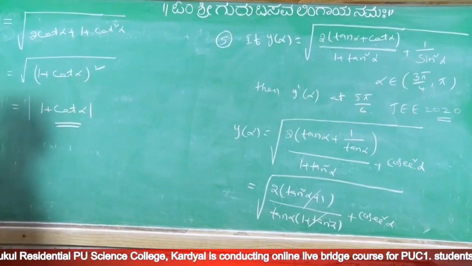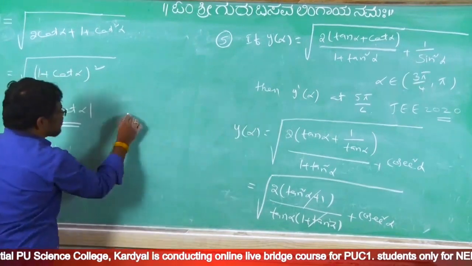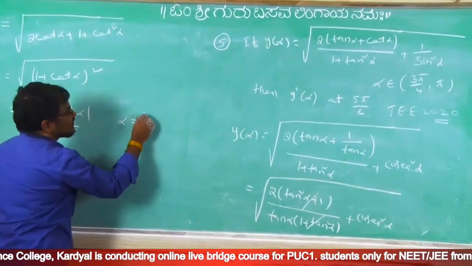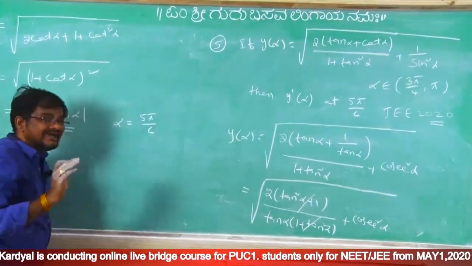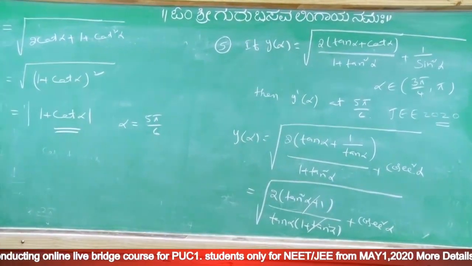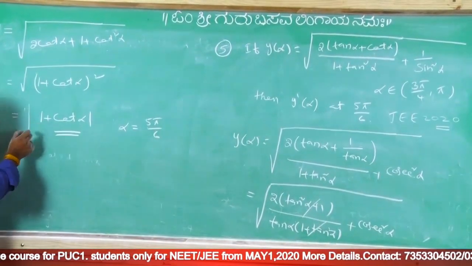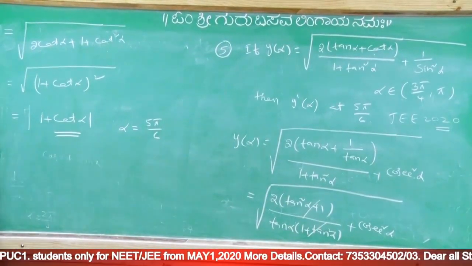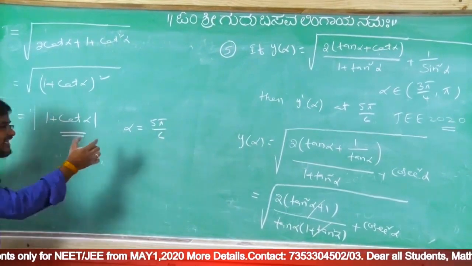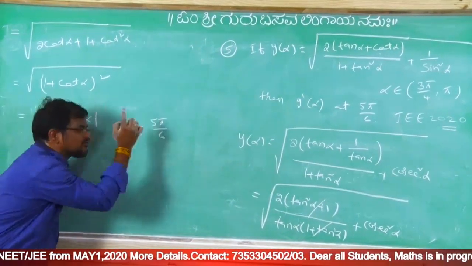Now once you observe the value they have given, where we have to find, where alpha equals 5 pi by 6, the differentiation we have to find. So directly don't do the differentiation for this one. First of all you decode, means you eliminate this modulus. So how to eliminate that modulus is the key point here, alpha equal to 5 pi by 6.